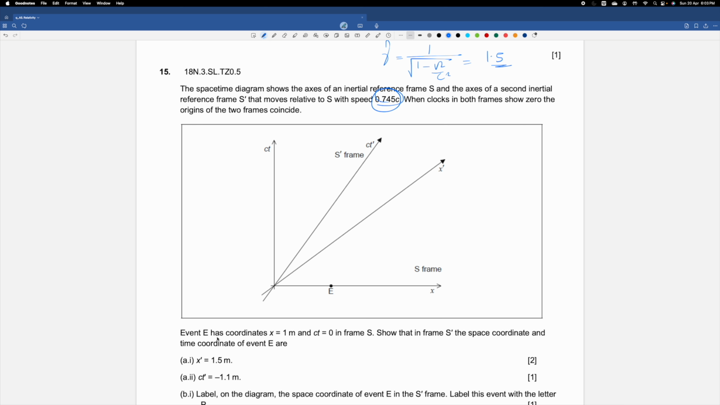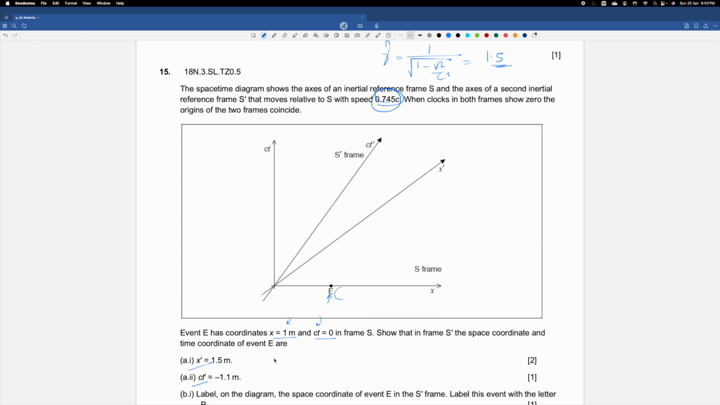Next, event E has coordinates x equals 1, CT equals 0. This is the event E here, and its coordinates are given here. Show that in frame S prime, the space coordinate and the time coordinate are these. So x prime and CT prime are what you have to show.